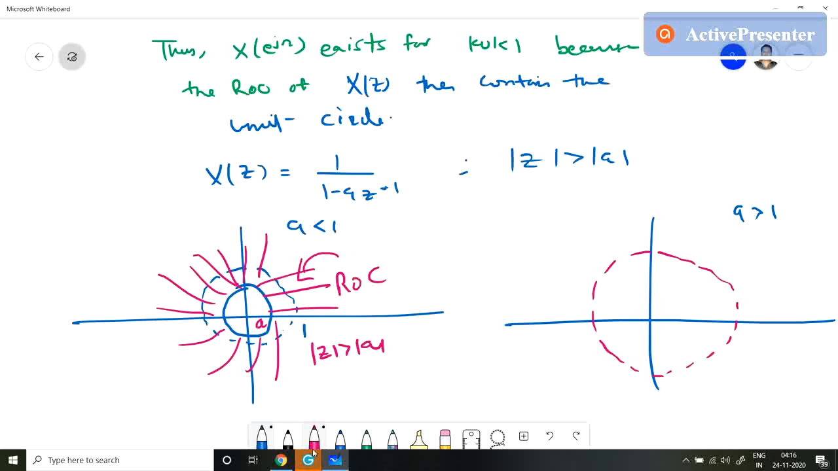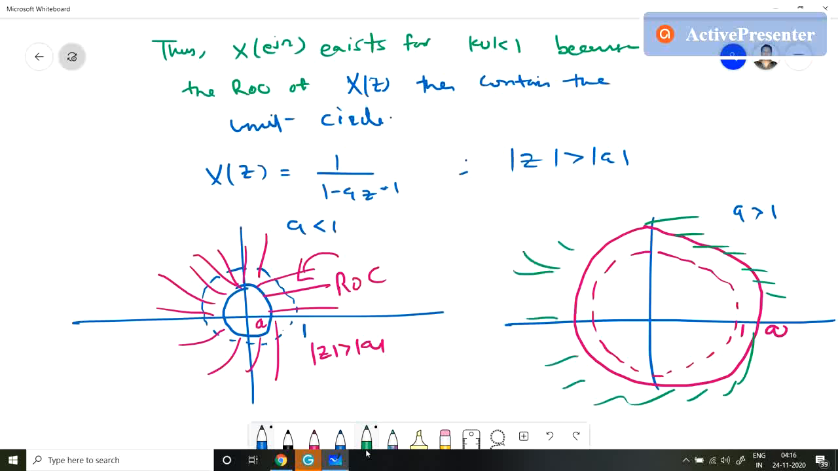Now another case is if we have this unit circle and a greater than 1, that is, here we have a that is greater than 1. So if it is unit circle, it is a, then the ROC is like this. That is the ROC, modulus of Z greater than modulus of A. So this ROC will not include the unit circle.